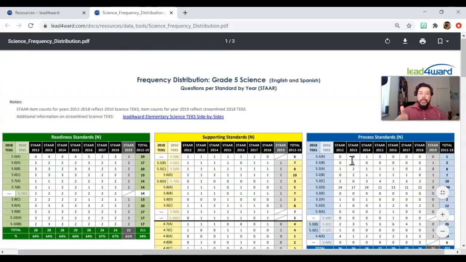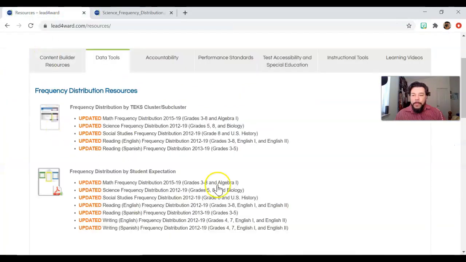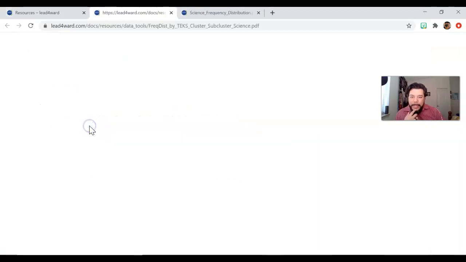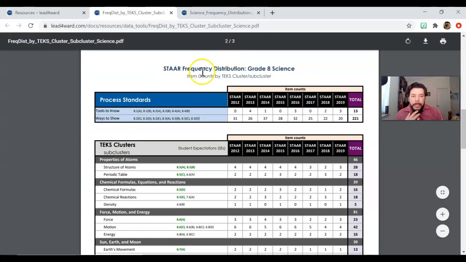So going back, this is just specifically by SE, and I'm going to go back to the top where we were at, and now we can go to this first section. And in this first section, it says frequency distribution by cluster/subcluster. So I'm going to click on the science, and I'm going to show you the difference. I'll skip by the 5th grade, and now here we are in 8th grade. So now you have clusters and subclusters below that. With these subclusters, you can see the SEs that are associated with those subclusters.